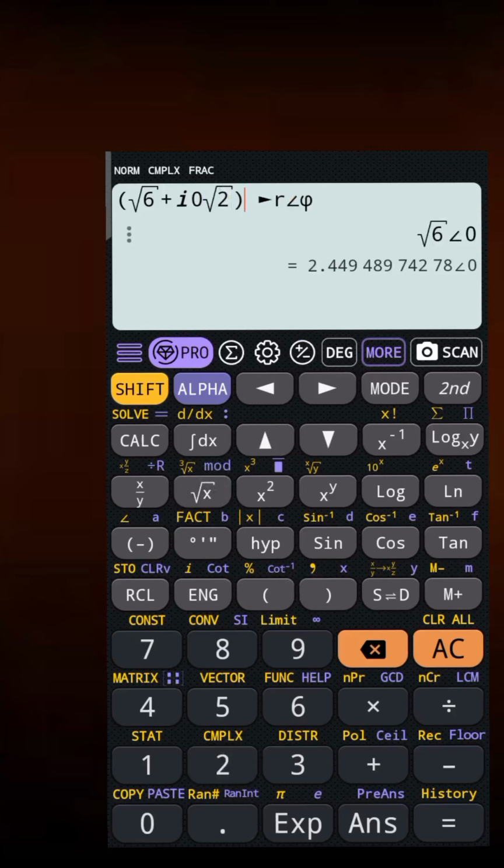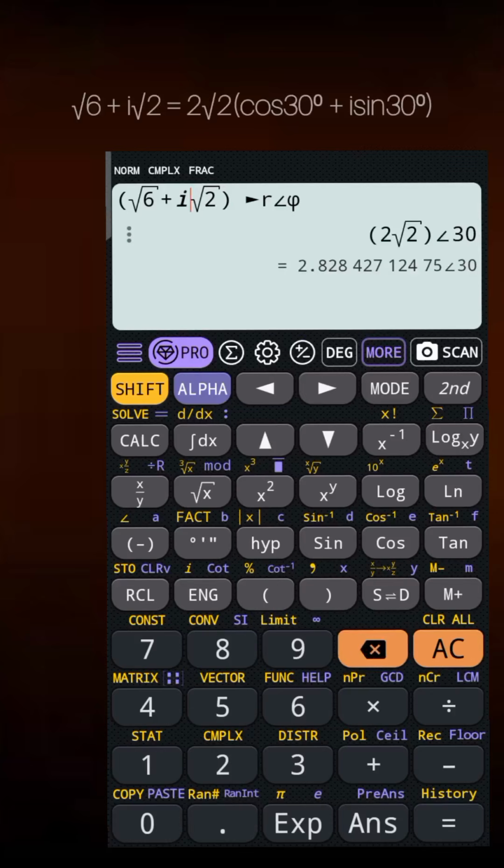So if I do this, this is what I'm going to get. I'll be getting 2 root 2 angle 30. That 30 degrees means the argument. Yes, that's the meaning, it is the argument. While the 2 root 2 is the modulus. So in polar form, this will actually mean 2 root 2 in bracket cos 30 degrees plus i sine 30 degrees. That's the meaning of this answer we got.